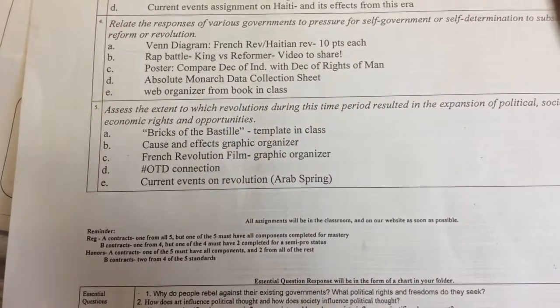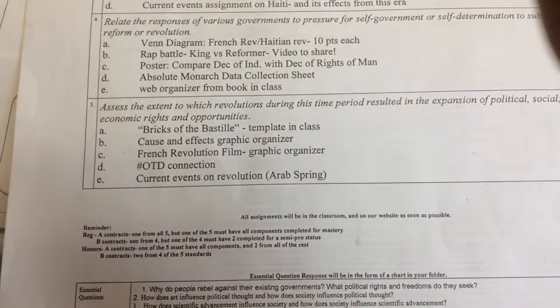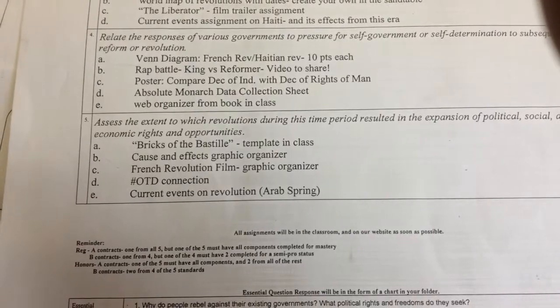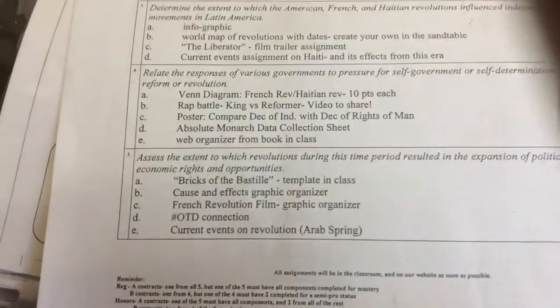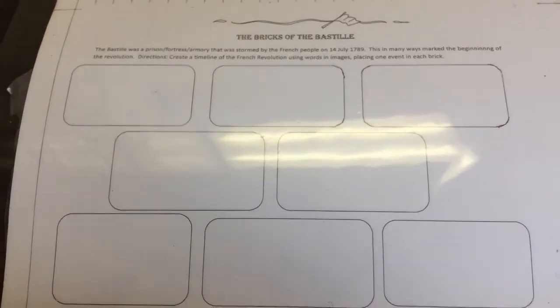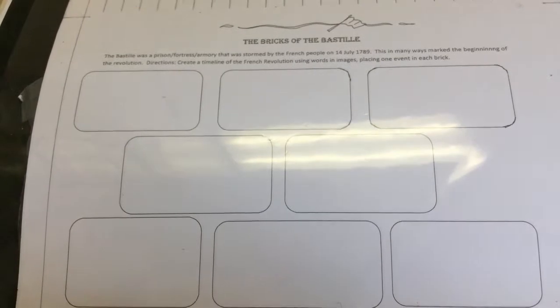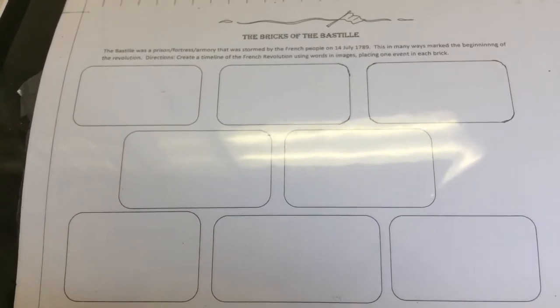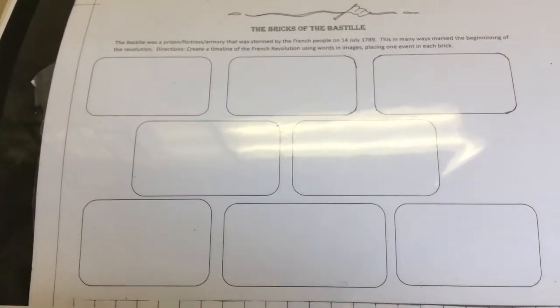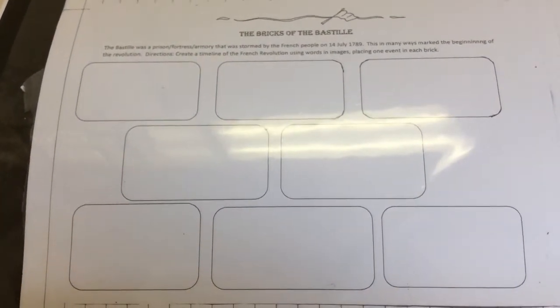The first one is the Bricks of the Bastille, if you want to get all French on us. There's a template in class we have here, but you're free to make a similar one on your own. So remember, the Bastille was a symbol of the revolution. It symbolized the monarch's tyrannical power. So that's why they celebrate Bastille Day in France, right, when they tore it down. So we have the bricks here like it's the Bastille. And basically you're making a visual timeline.